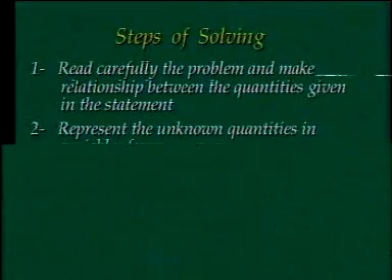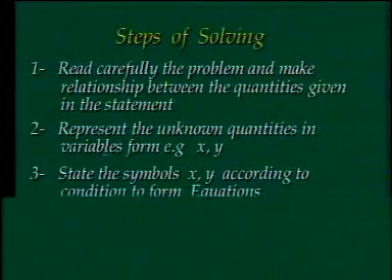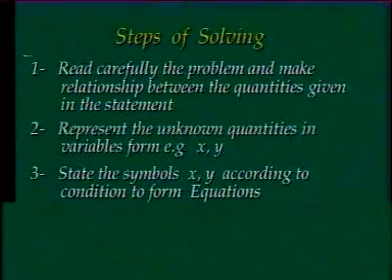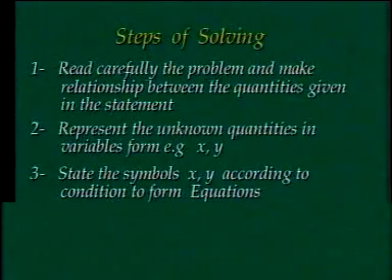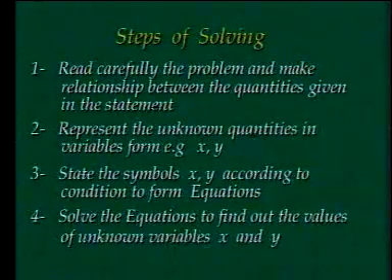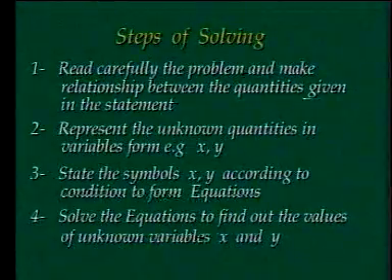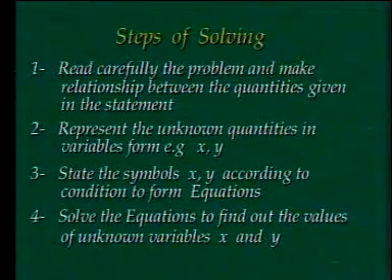Next step, step number 2, represent the unknown quantities in variable form like x and y. State the symbols x, y according to the condition of the equations. Number 4, solve the equations to find out the values of unknown variables x and y, which will be our ultimate solution. Our next problem is, if the area is given, how can we find the length and width of a rectangle.